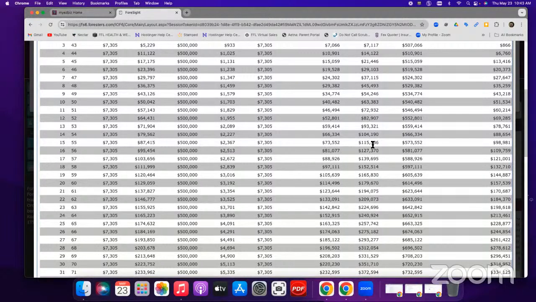7,305. Yep, it happens in year 13. Year 12 or 13. Okay, yep, it's in year 13. So you finally break even, meaning that you have now more cash available to you to use than you've paid into the policy after 13 years.